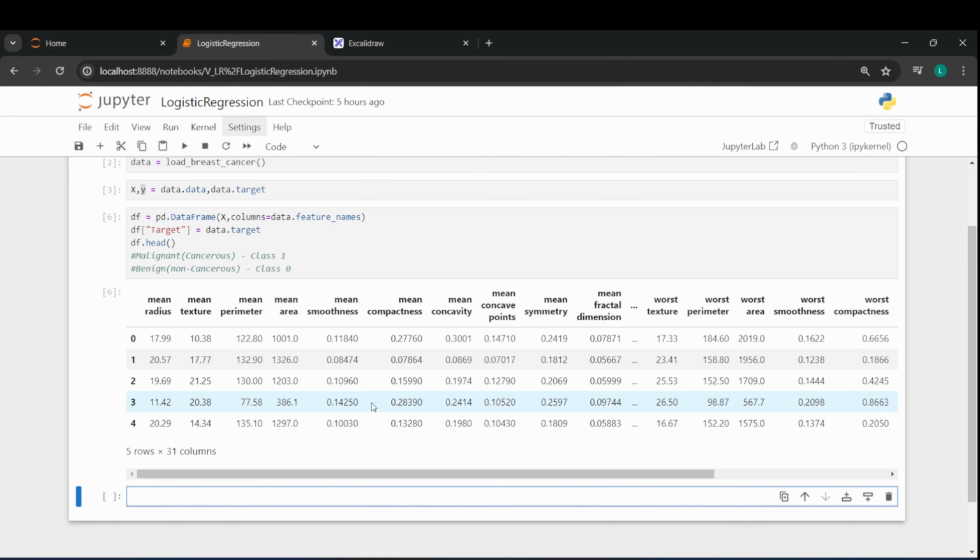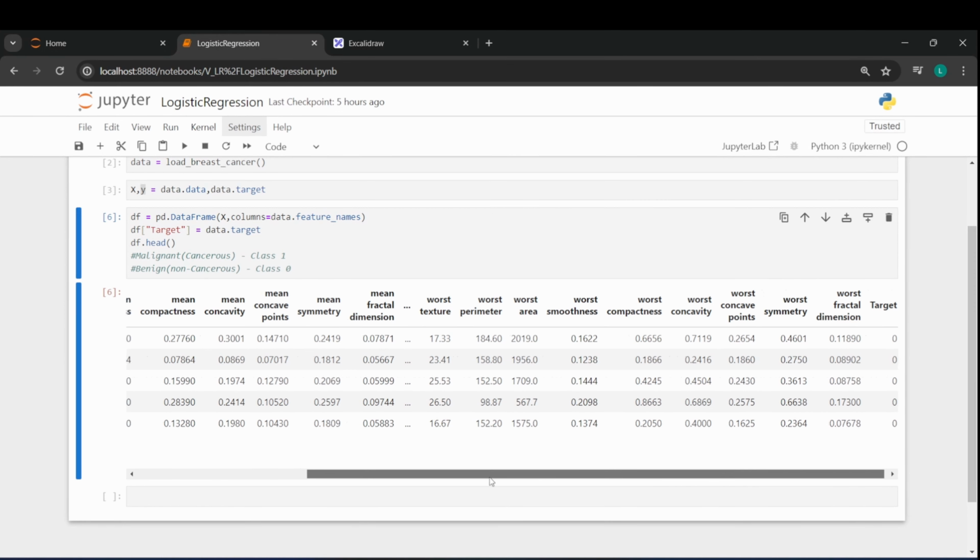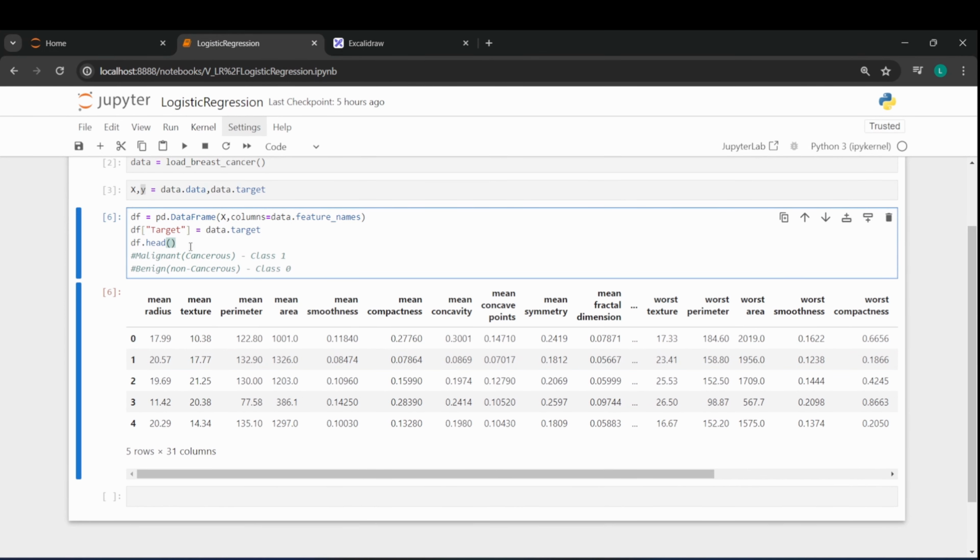These features are computed from a digitized image of a breast mass. These features describe characteristics of cell nuclei in the image. If for these features the target value is 0, it belongs to benign, and if target value is 1, it belongs to malignant. It seems like the first 5 rows in this dataset all belong to benign. So let's see some random value in the middle.